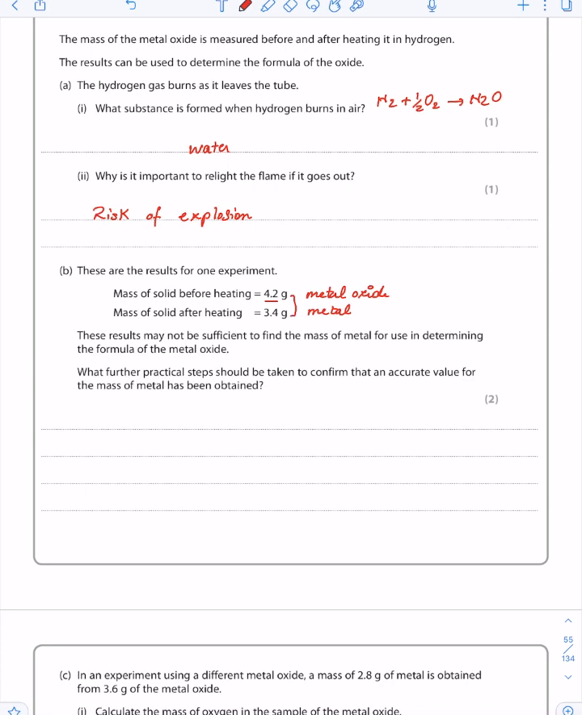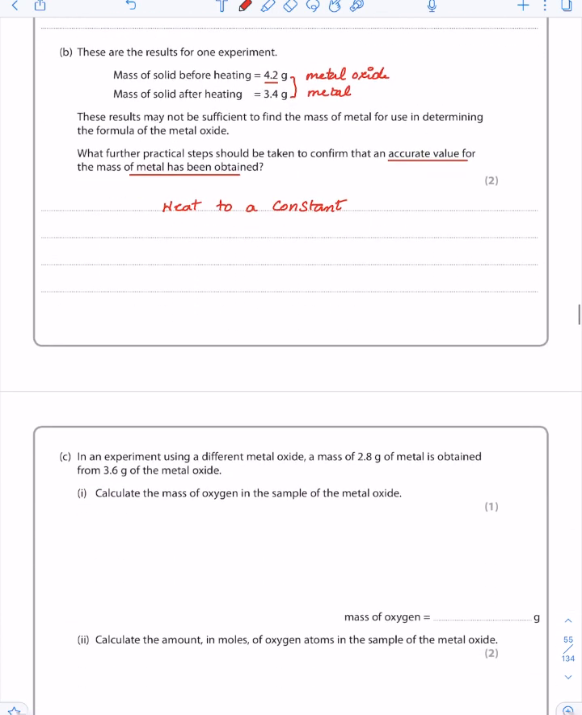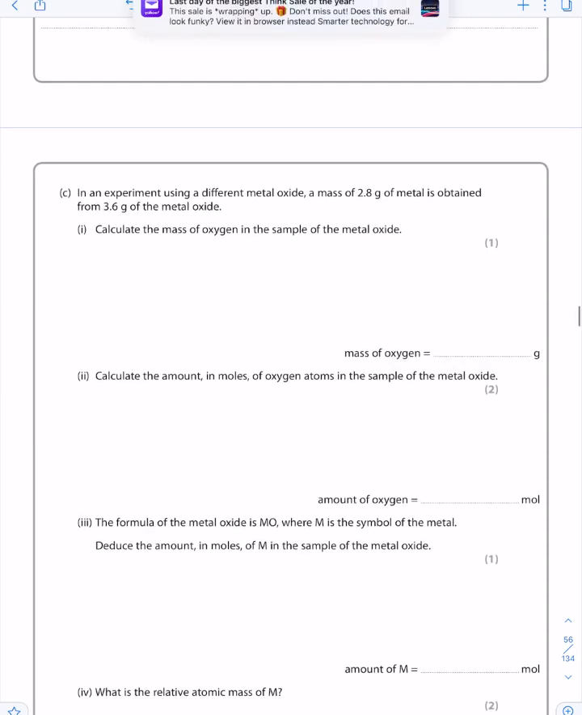These results may not be sufficient to find the mass of metal for use in determining the formula of the metal oxide. What further practical steps should be taken to confirm that an accurate value for the mass of metal has been obtained? Heat to a constant mass, so we heat until the mass becomes stable. This makes sure all the metal oxide is reduced, meaning the oxygen is removed.